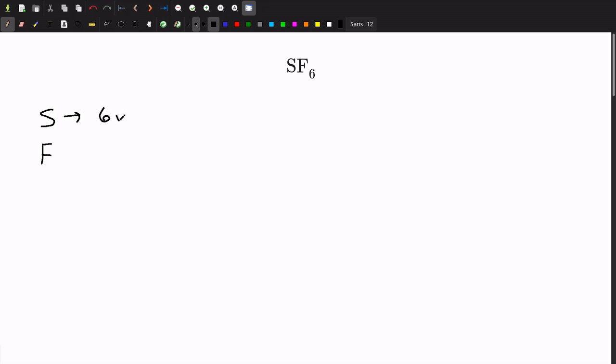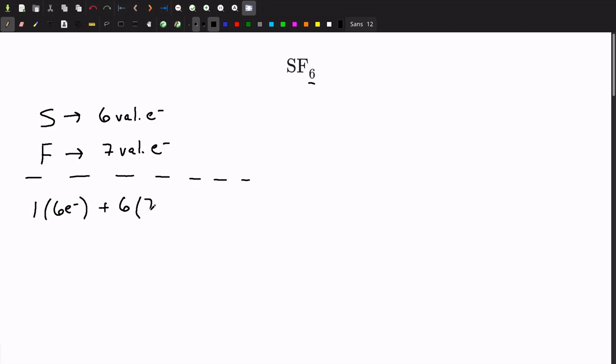Sulfur is going to give us 6 valence electrons. Fluorine is going to give us 7 valence electrons. We need to figure out how many total valence electrons we have. We have 1 sulfur giving us 6 electrons plus 6 fluorines. Each of those gives us 7 electrons. 42 plus 6 is 48 total electrons.